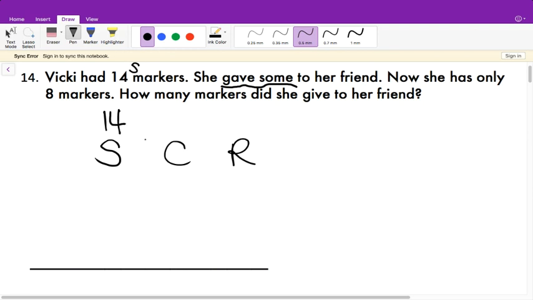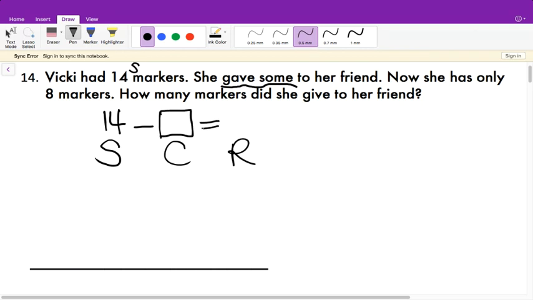Now I'm looking for the change. So the change is always the action. Are we adding more or taking away? So Vicky gave some to her friend. That means the amount of markers that she has is getting smaller. She's giving some away, so she has less markers, so we need to take away some markers. Since it says some, I know this is where my box goes.